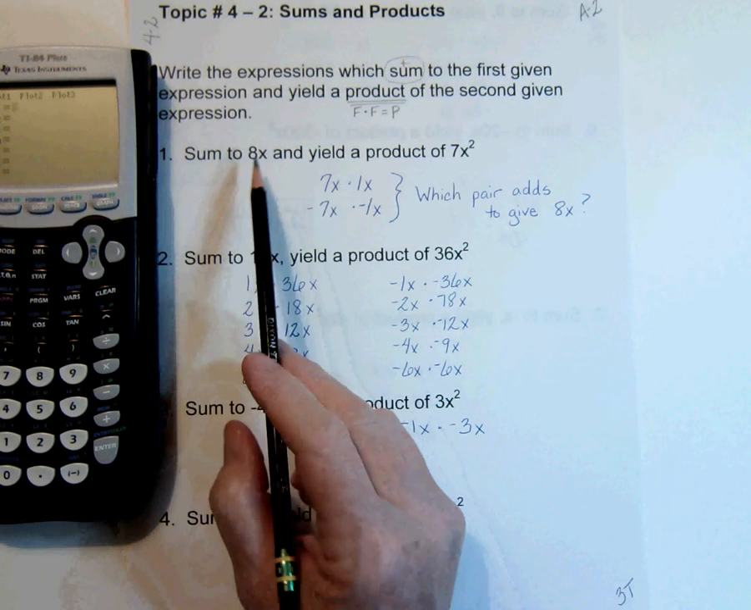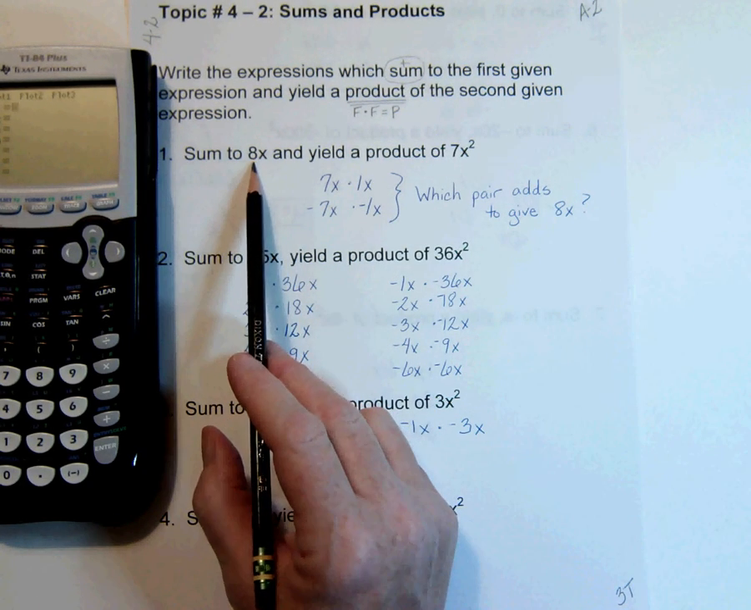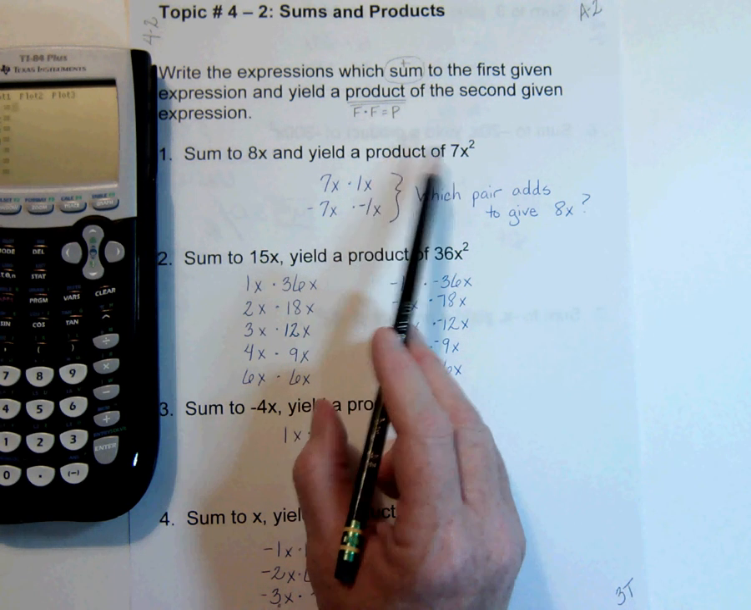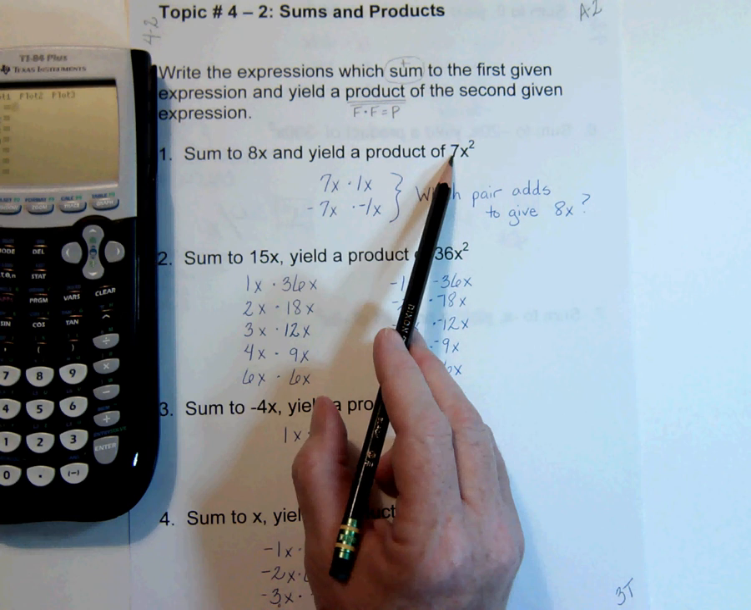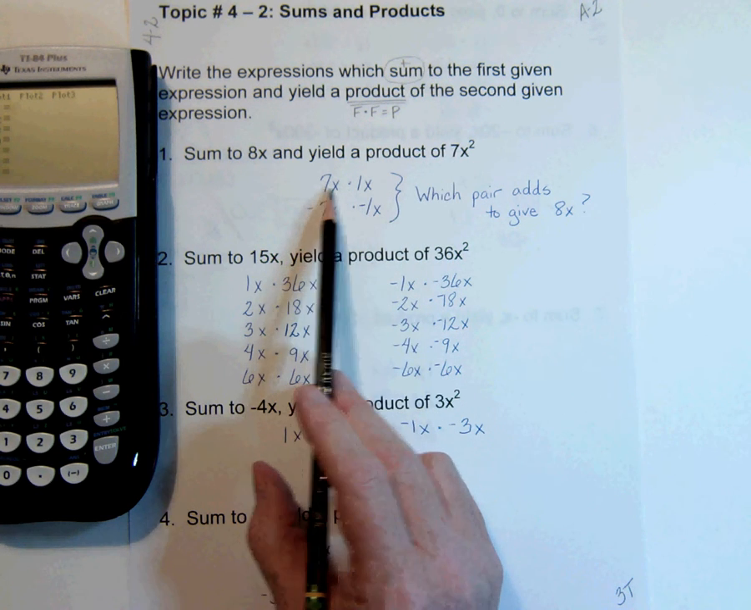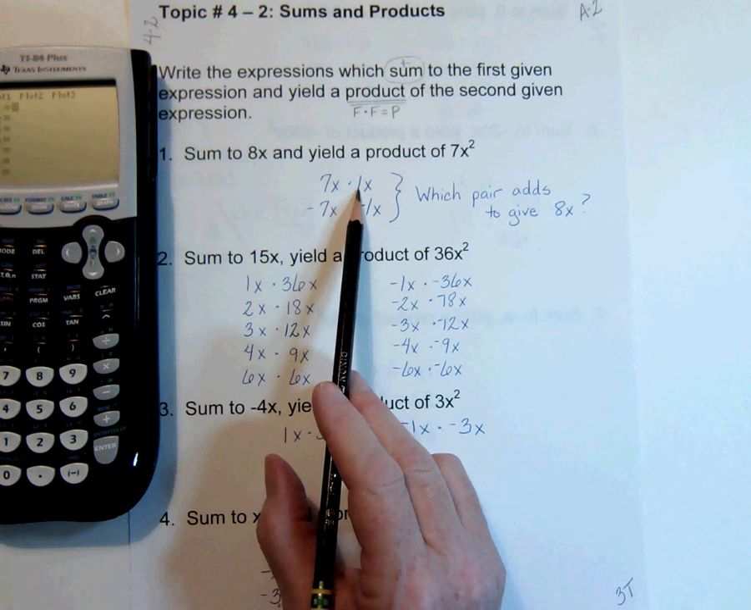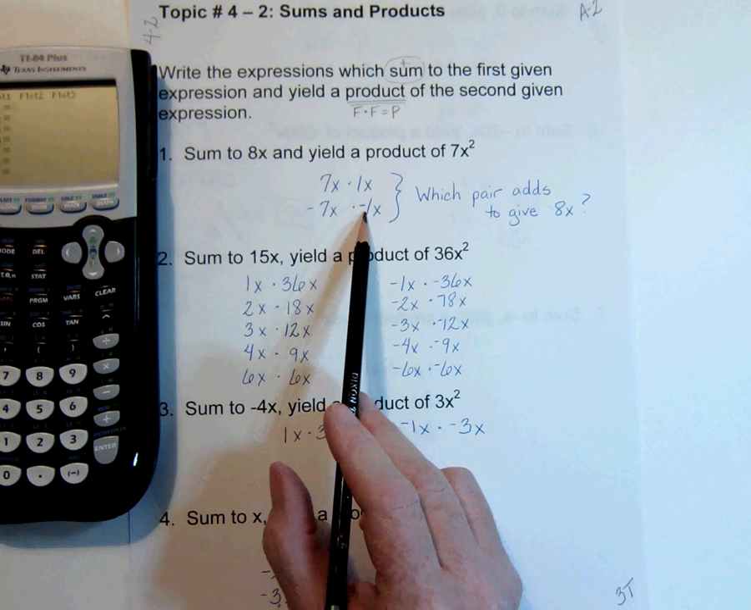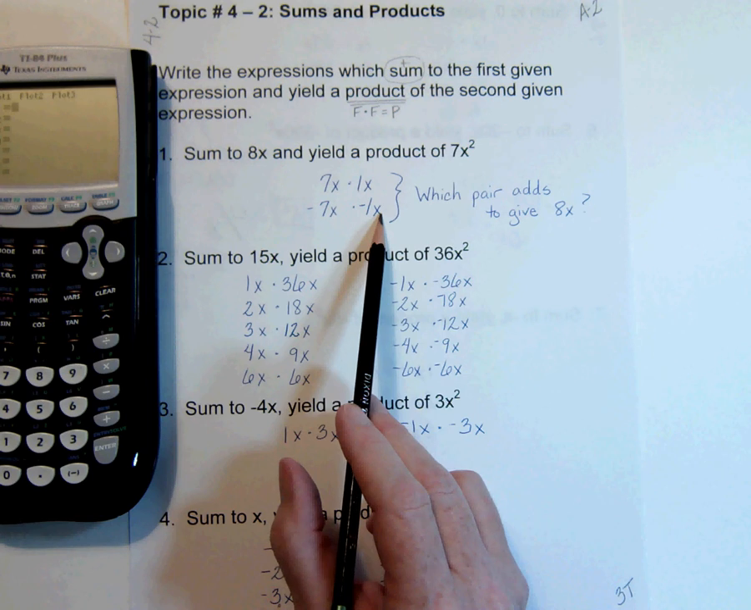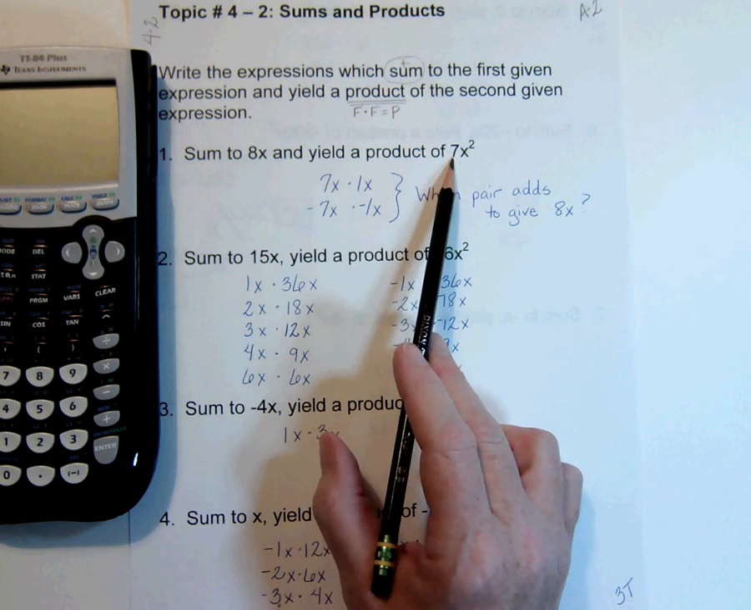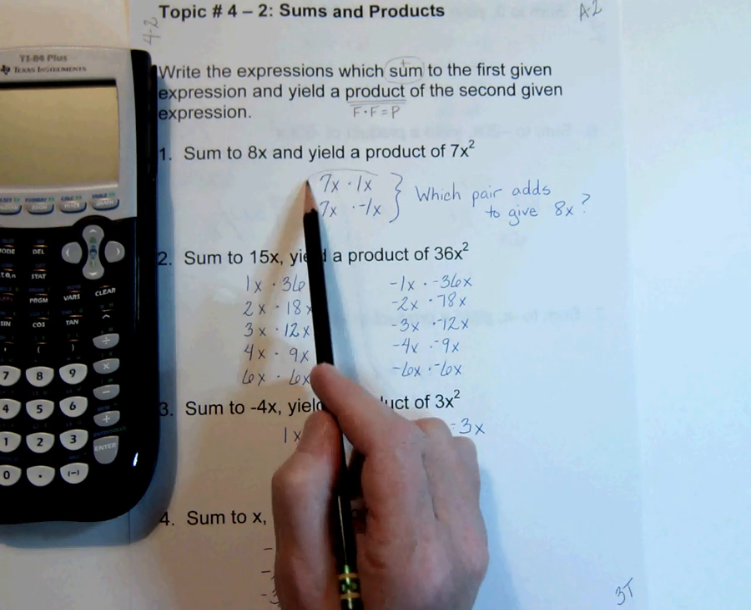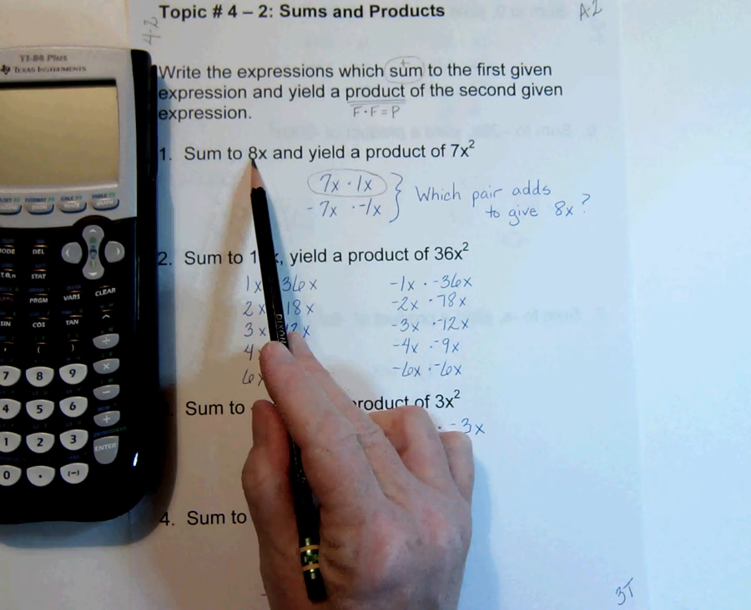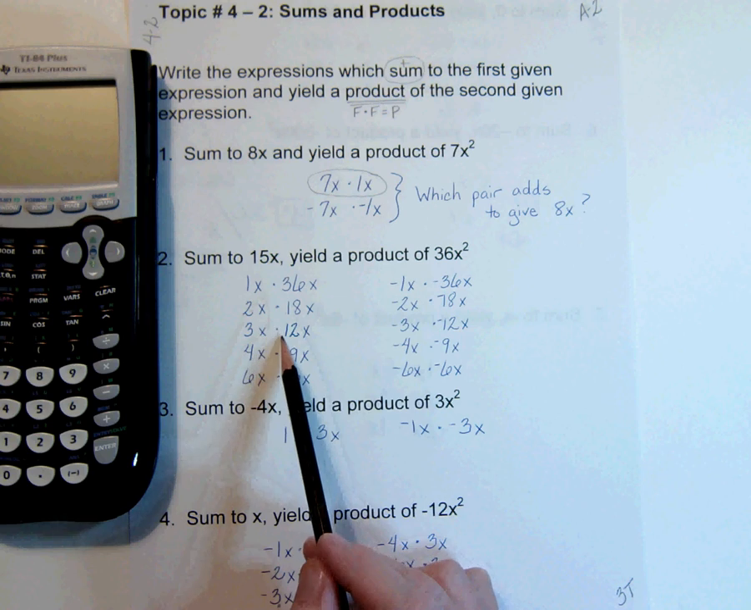So the sum, you want it to add to a positive 8, but you want it to yield the product, when you multiply two factors together, of a positive 7. Well, we know with integers you can either have 7 times 1 for a positive 7x, or negative 7x and a negative 1 for a negative 7x. But since you want it to be positive, the choice would be a pair that, if I add 7 and 1, I get 8. Now here's the example of the one that I listed.